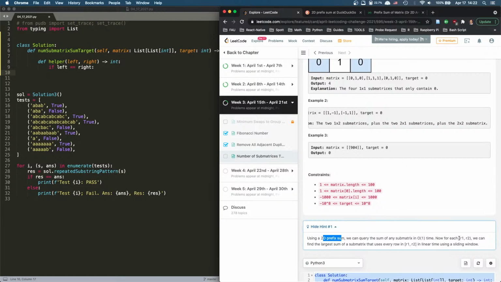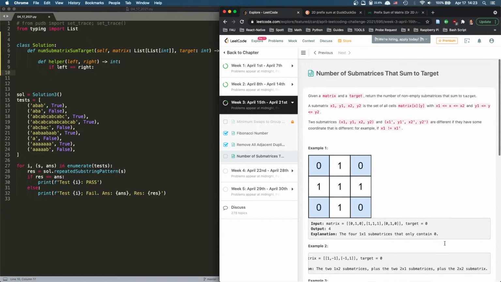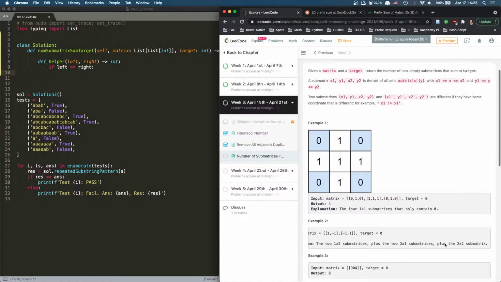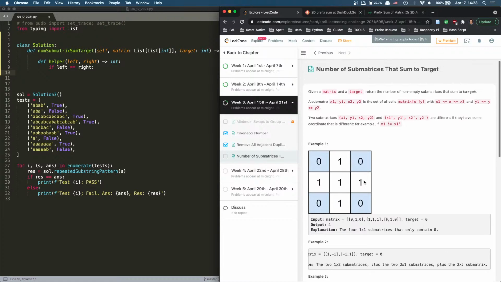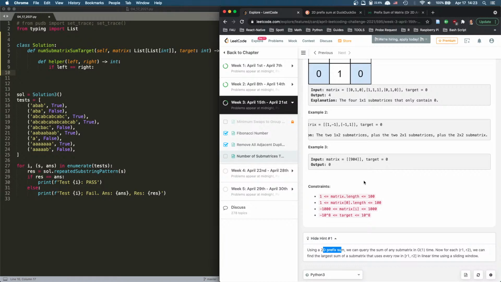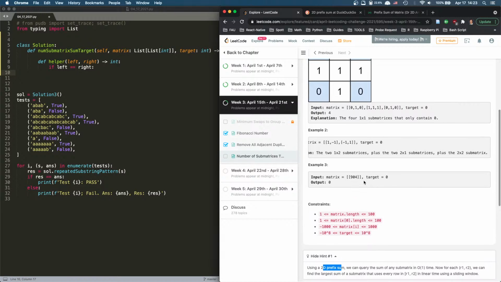Now for each R1, R2, what's R1, R2? Is that the location? We can find the largest sum of a submatrix that uses every row in R1, R2 in linear time using a sliding window. I think R1, R2 is the coordinates, right? Now we can find the largest sum of a submatrix that uses every row. No, that's row 1 and row 2, in linear time.